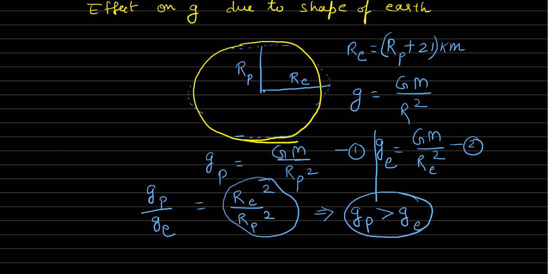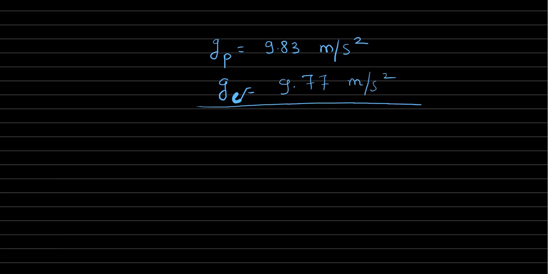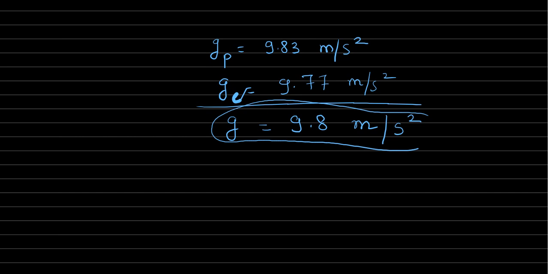So experimentally we have got the values as gravity on poles 9.83 meter per second square and gravity on equator 9.77. When we take their average, we get the average value of g on the surface of Earth, that is 9.8 meter per second square. Hence, children, you get only this value of acceleration due to gravity, which is assumed to be constant all over the surface of Earth.